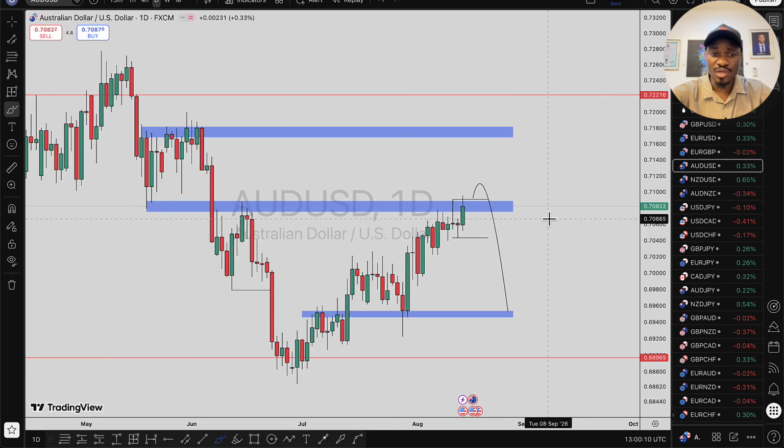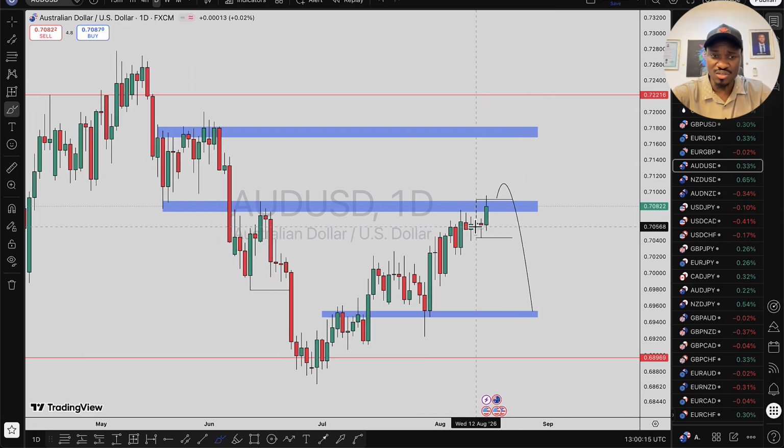Based on the Australian dollar paired against USD, we exercised a short entry on this currency pair last week, but price didn't go or move as we anticipated.